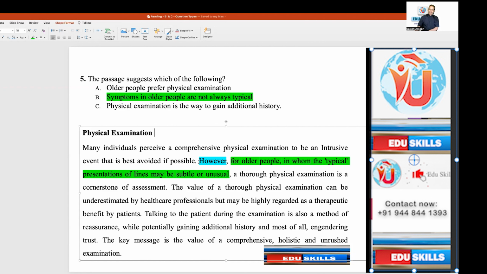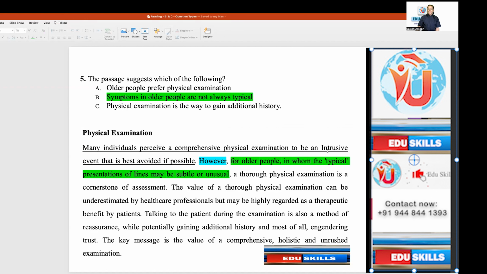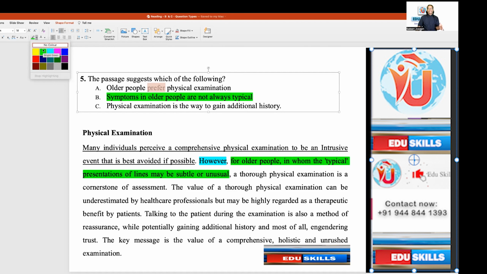Here, the other aspect you can take is the topic sentence. What is the topic sentence? It says, many individuals perceive a comprehensive physical examination to be an intrusive event that is best avoided if possible. The topic sentence says physical examination is to be avoided, not preferred by anyone. So definitely, older people prefer physical examination cannot be right, because it goes against the spirit and the mood of the topic sentence.